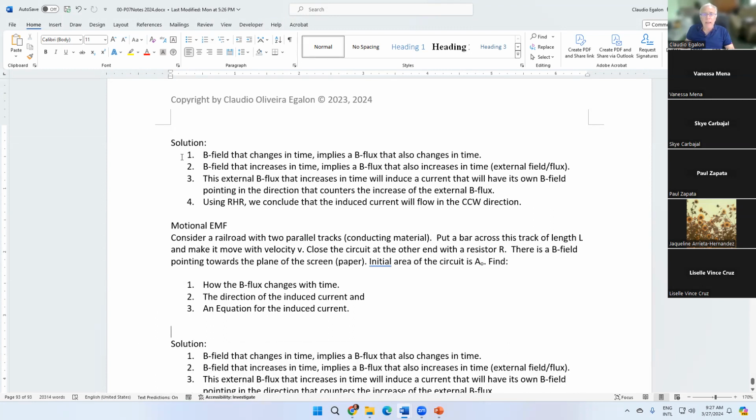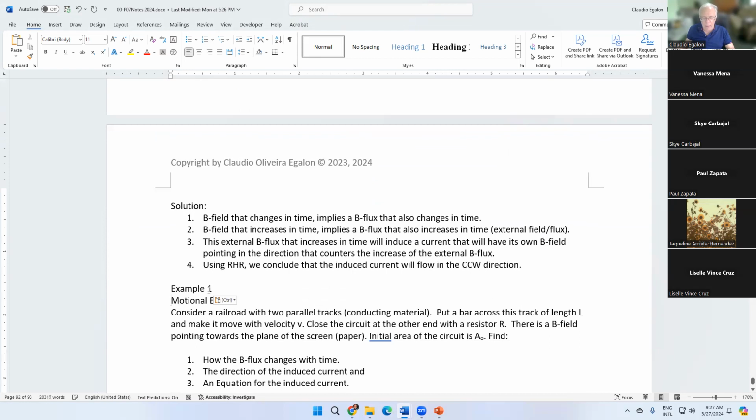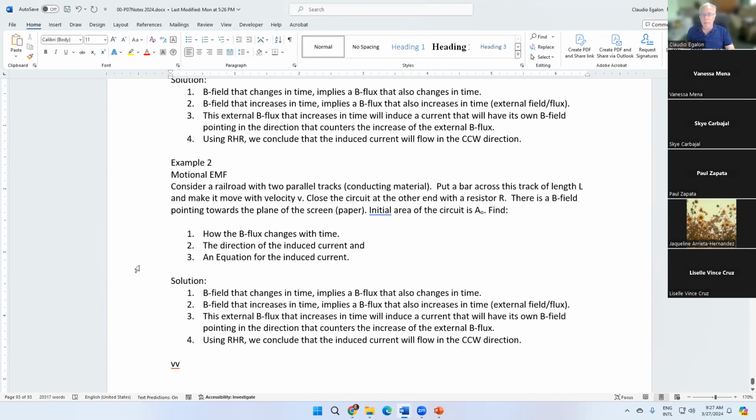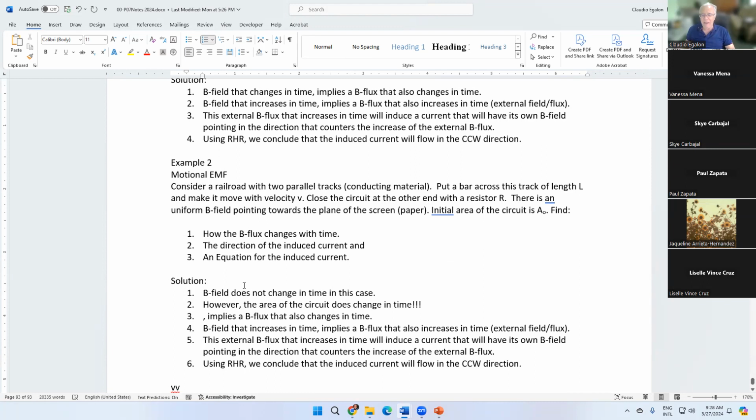So that's another example here. Example 1, example 2. Now we're getting our hands dirty here, right? And then how the B flux changes with time. Just like before, B field. B field, by the way, is a uniform B field. The field does not change in time in this case. However, the area of the circuit does change in time.